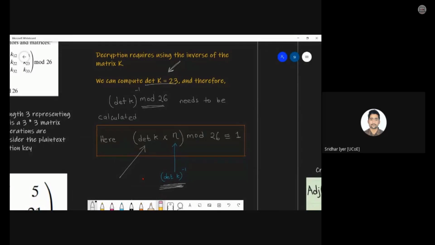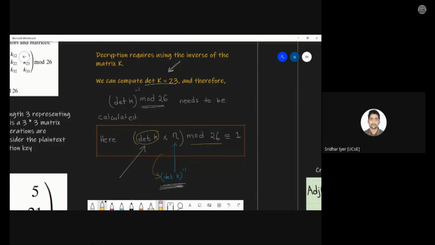Let me repeat it once again. I have got this value, determinant of K. It was already calculated as 23. I know I have to take a remainder by 26. Fine. So if I multiply this determinant K by any arbitrary value n, and if that result gives me 1 as an answer, congruent to 1, then I will make sure that this particular n value is my determinant K inverse.